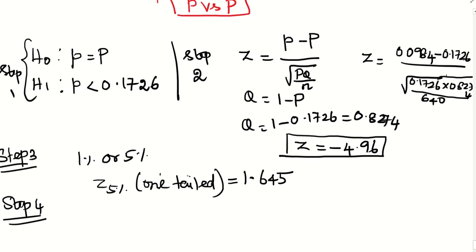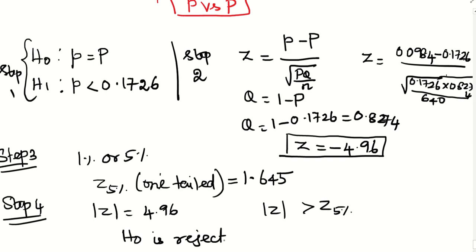Now the last step will be, we will compare the calculated value with the table value. Before comparing, we have to find modulus of Z. Modulus of Z will be 4.96. So very clearly mod Z is greater than Z at 5%. Therefore, we will conclude that the H naught is rejected. That is, the difference between sample proportion and population proportion is significant at 5% LOS. So we will conclude that the hospital is efficient.